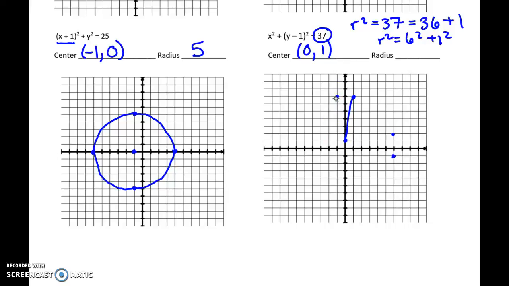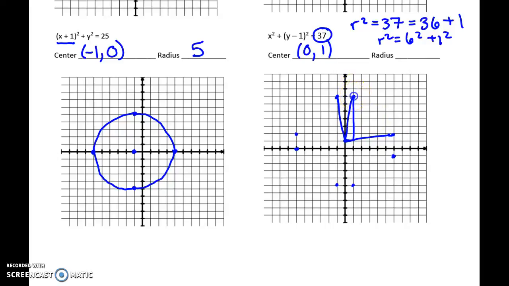Or we could go over 1 and up 6. So I can actually plot not 4 points, but 8 points with this method. I can go over 6, up 1, and over 6, down 1. And then down 6, over 1, and down 6, over 1. So when I do that, all of these radii that I could draw into these points, they're all going to create little triangles whose hypotenuse would be square root of 37.